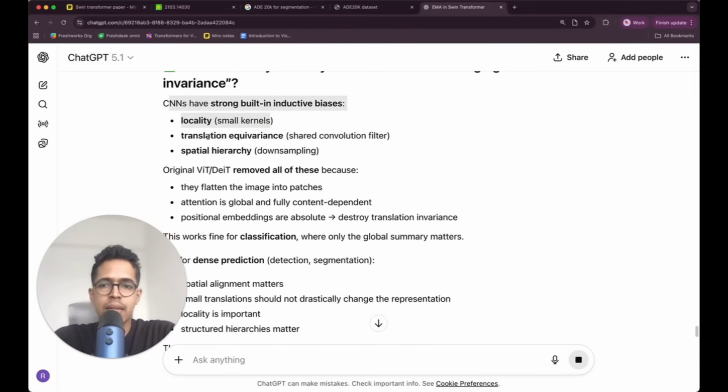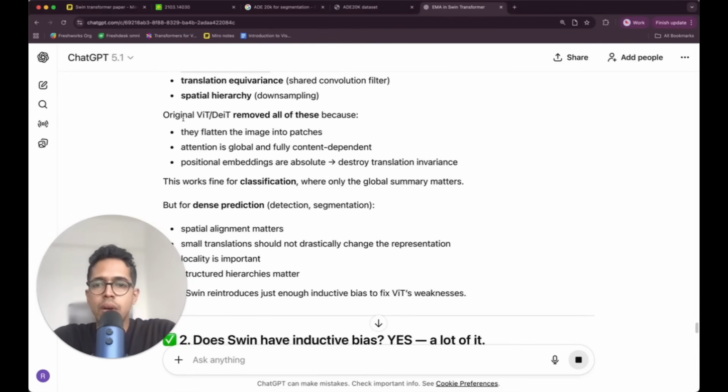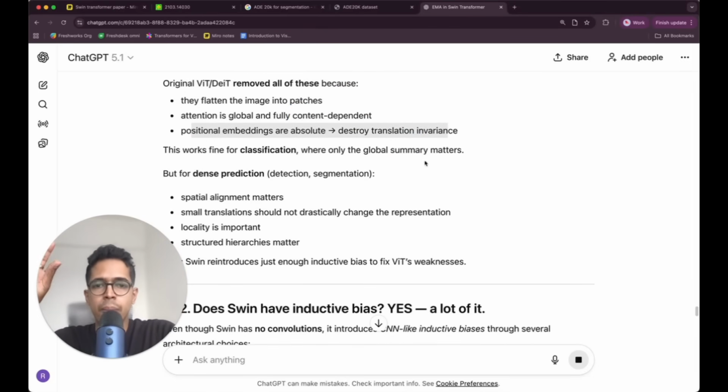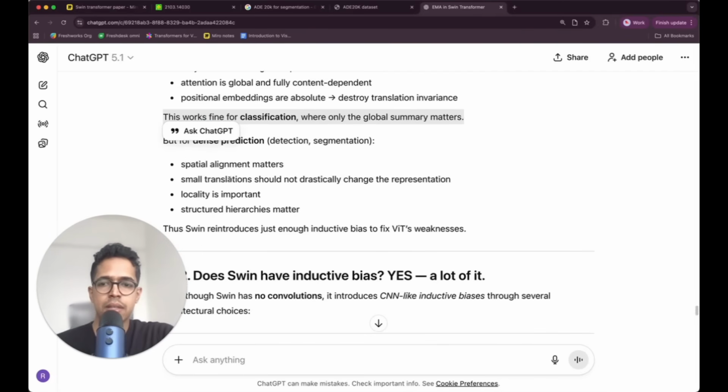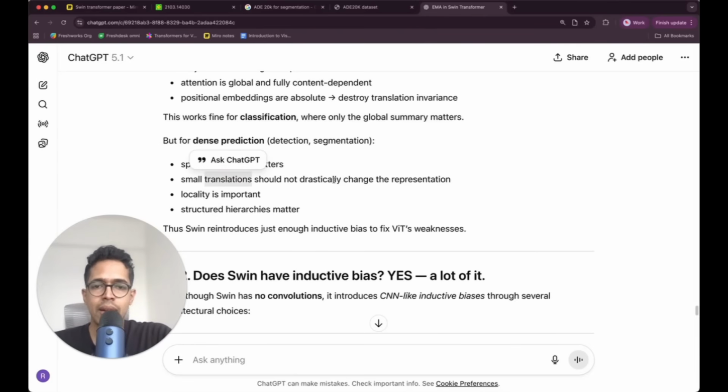So what do they mean by inductive bias? CNNs have locality, translation invariance. This we know. Original Vision Transformer and Data-efficient Image Transformer removed all of this because they flatten the image to patches. Attention is global, fully content dependent. Position embeddings are absolute, which destroy translation invariance. Oh, I see. Okay. Relative position embedding is also one way in which we are bringing inductive bias. All right, that is very good to know. This works fine for classification where only the global summary matters, but for dense prediction like segmentation and detection, spatial alignment matters. Small translations should not drastically change the representation.